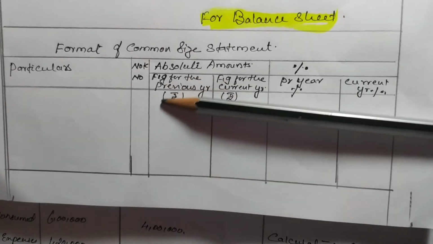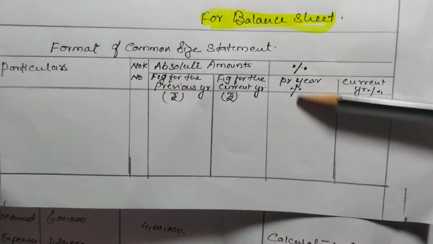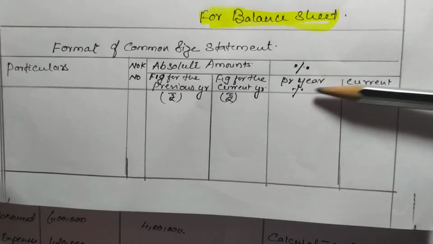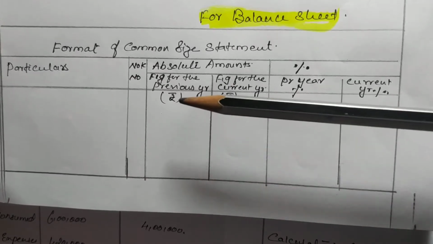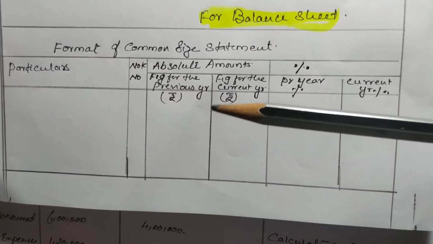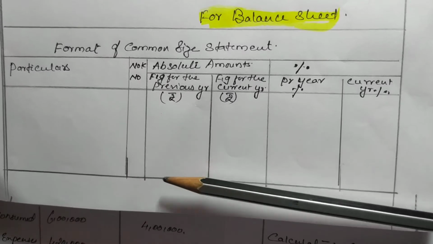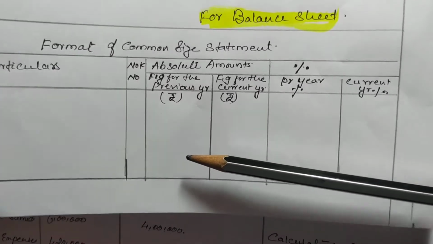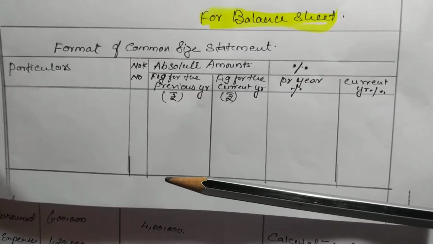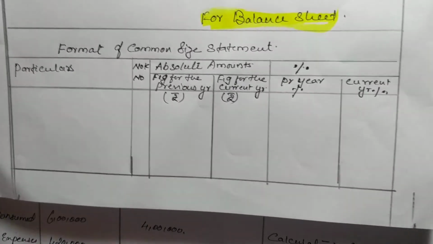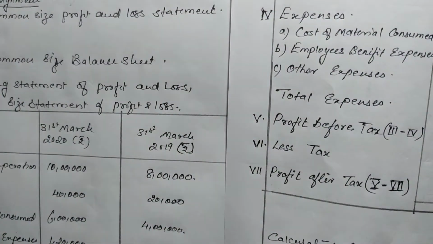Then this absolute amount will be converted into percentage. First we'll take all the previous year figures percentage, then we'll calculate all the current year amounts percentage. If it is a common size statement of profit and loss, you will take revenue from operation as 100, and if it is balance sheet, you will take the total of the balance sheet as 100. Now we will deal with the question related to the common size. First we'll deal with the common size statement of profit and loss.